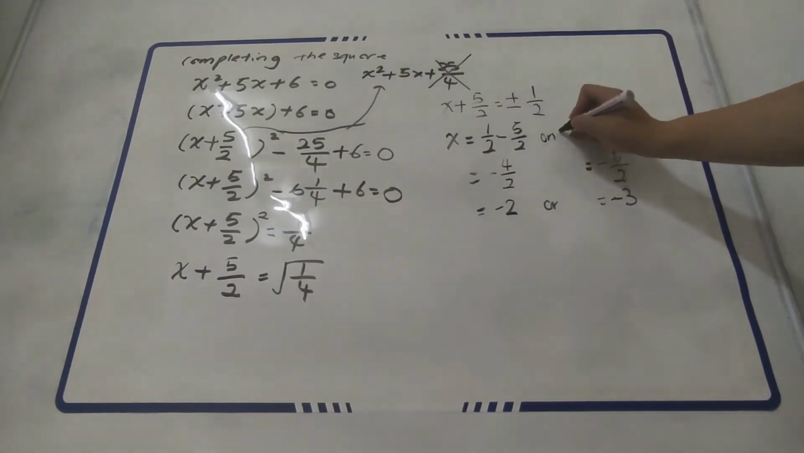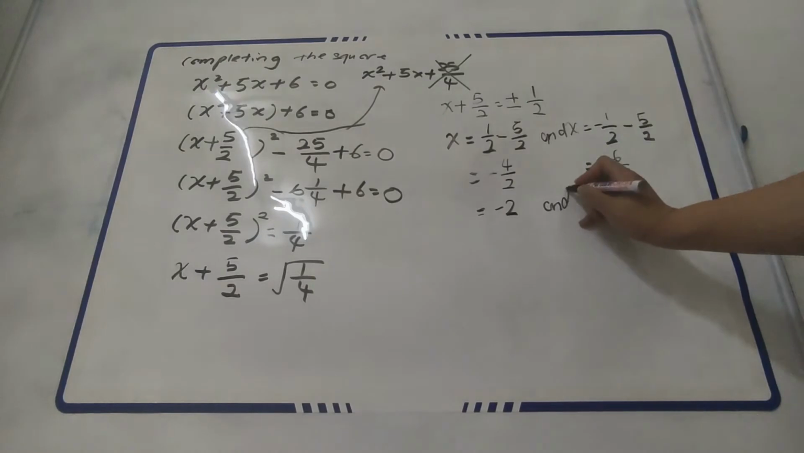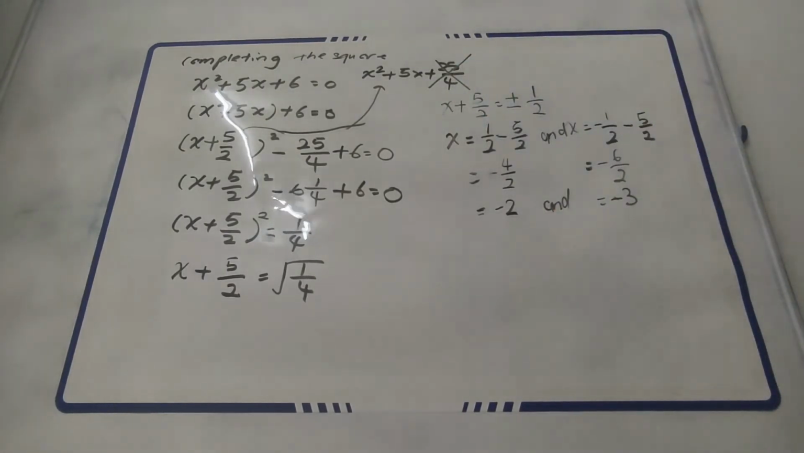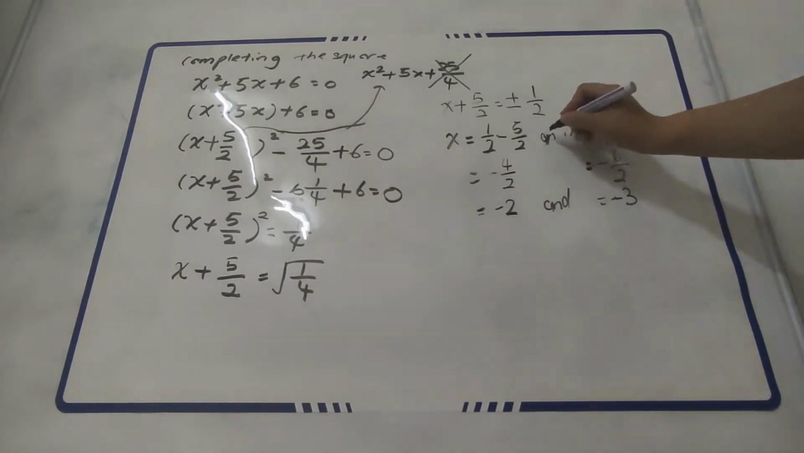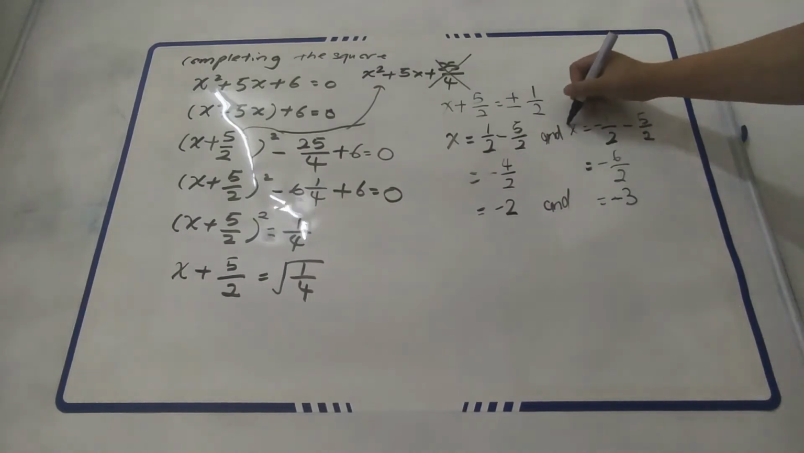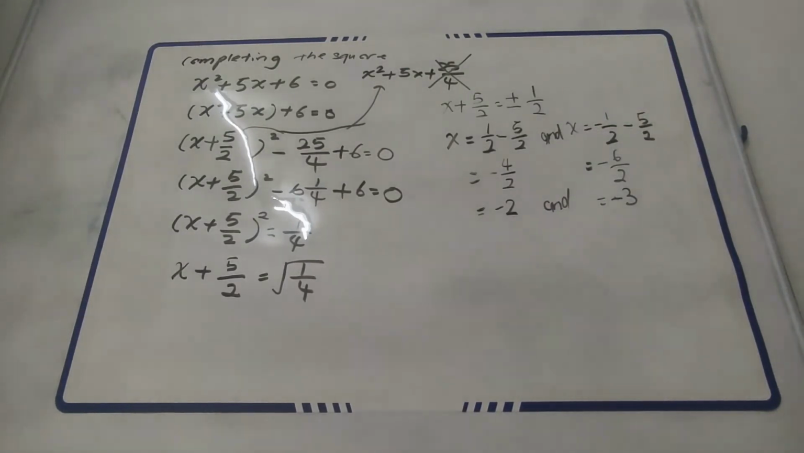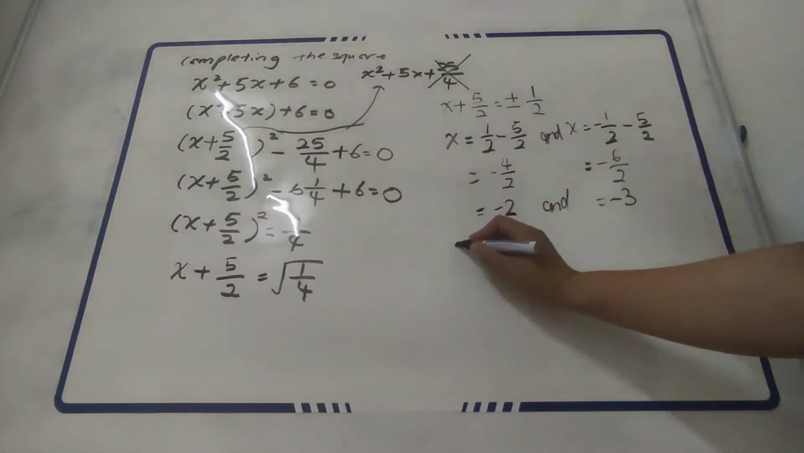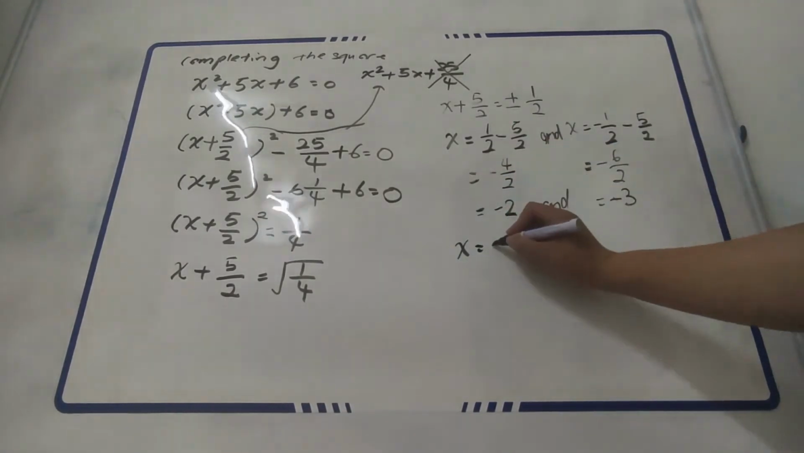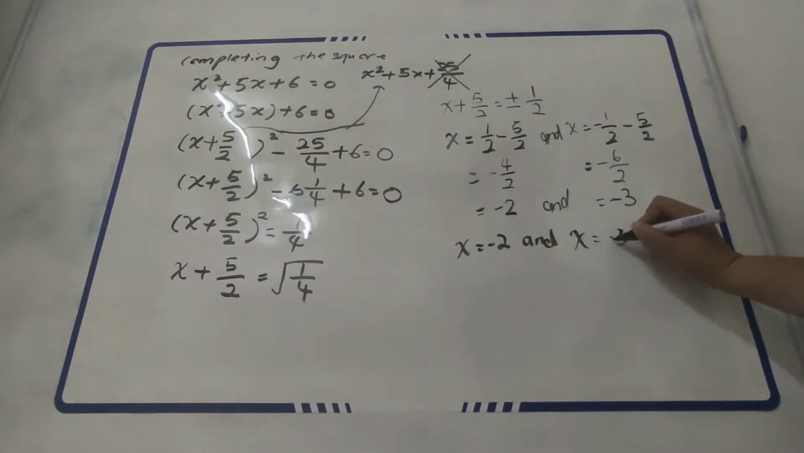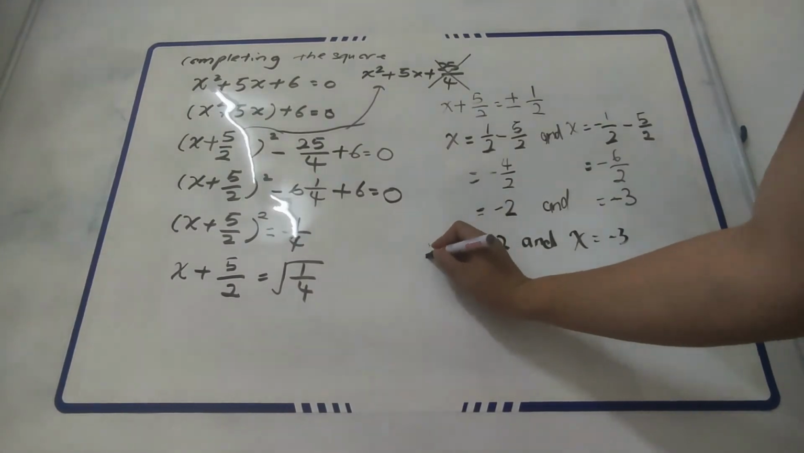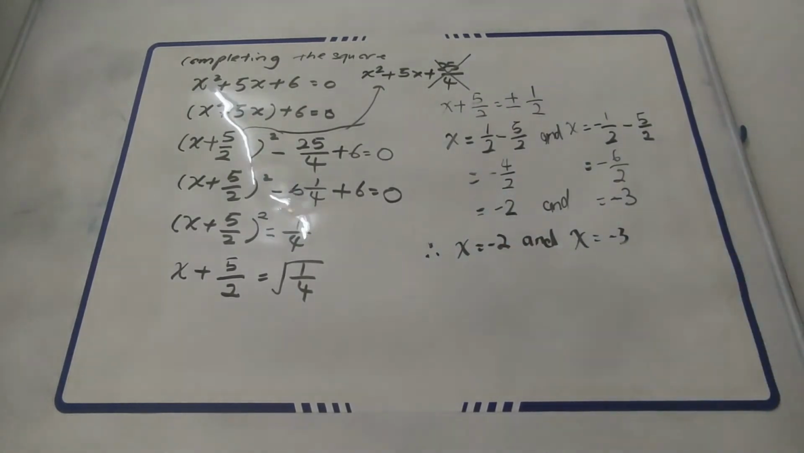Not or, it should be and, because you have two roots. So this is how you perform the completing the square method on a quadratic equation. Finally, you have two roots: x equals minus 2 and x equals minus 3. It's the same answer when you compare to the first method, which is known as factorization, to find out the roots inside the quadratic equation.